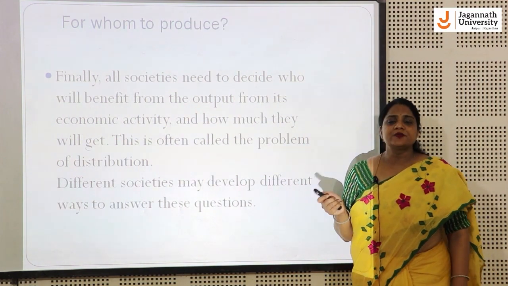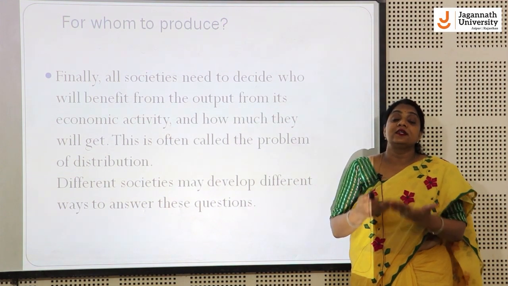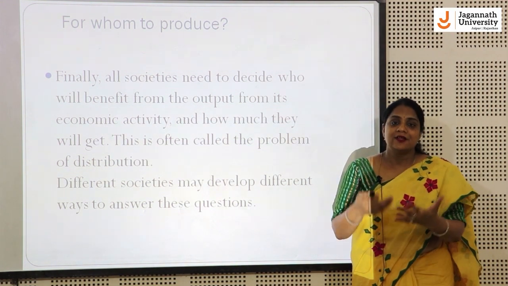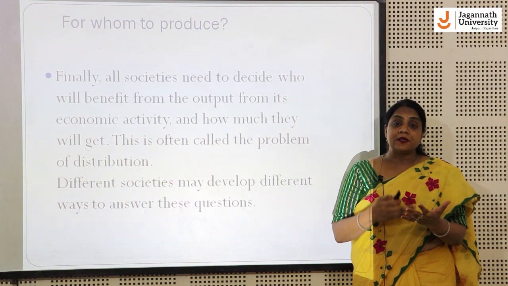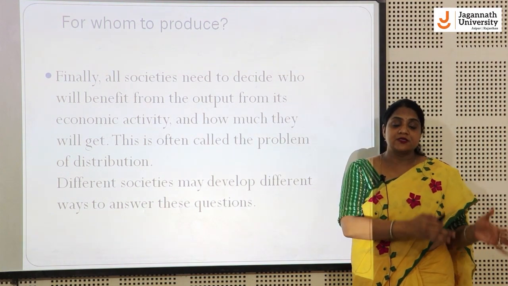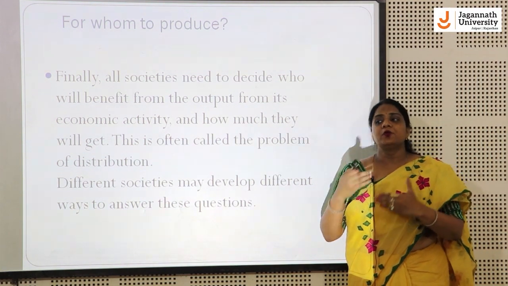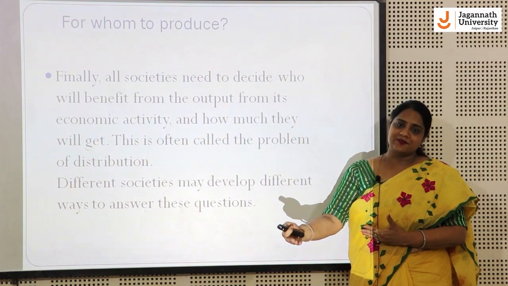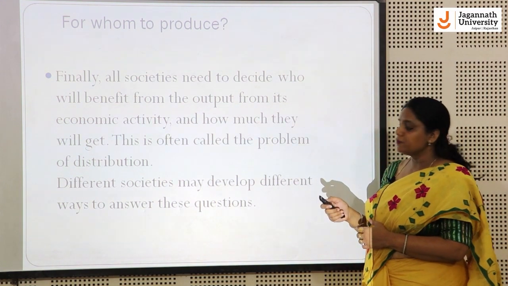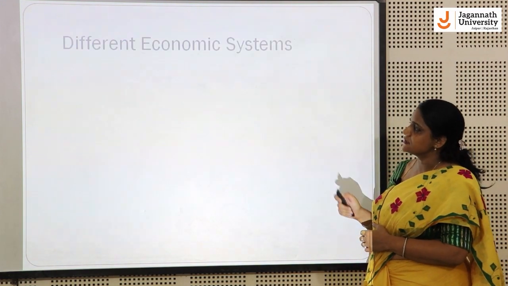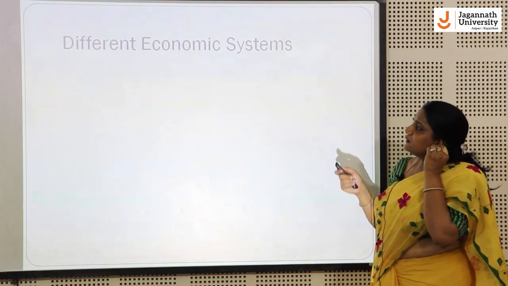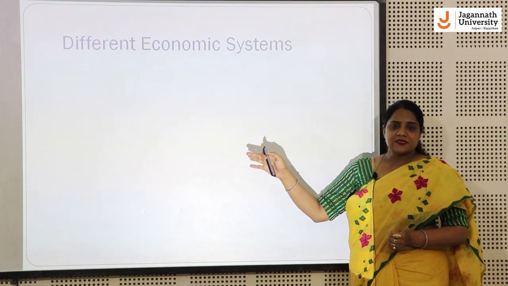For whom to produce? Who will be actually getting the benefit of the production? Whatever the goods and services you have produced through the use of those limited resources, actually who will be going to use those products and services? So, for whom to produce and who will be getting the benefit of those products and services? So, these are the three basic economic problems.